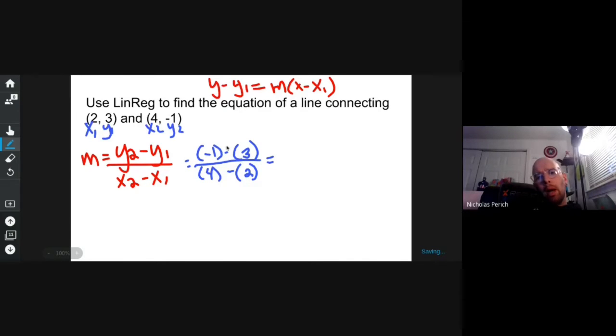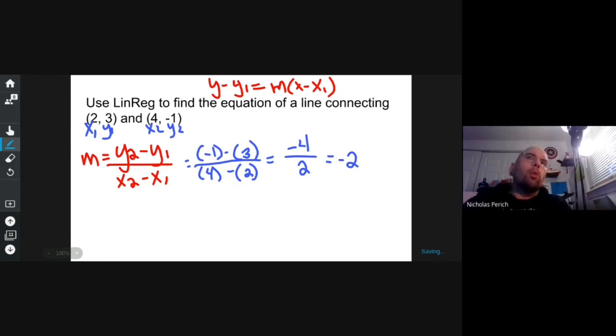-1 minus 3 is -4 over 4 minus 2 is 2, and there's my slope of -2. Let's sit back and take inventory of what I have. You ready? I wrote up there in red point slope form. Point slope form says you can use me if you have a point and a slope. Guess what I just found out? The slope. Guess what I have? A point. I actually have 2 points. It doesn't matter. I have a point.